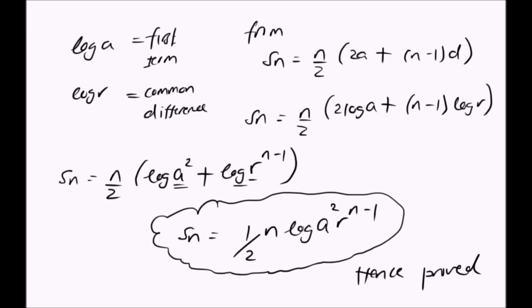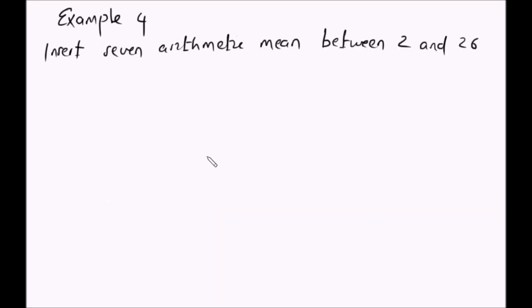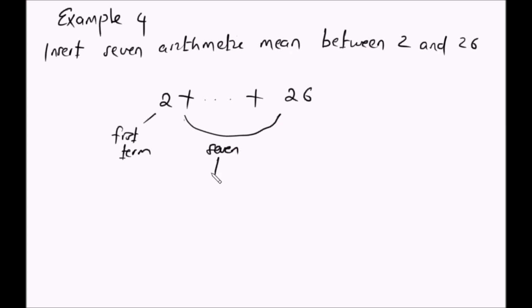Tuangalie example 4. Example 4 anasema insert 7 arithmetic mean between 2 and 26. Kwa hiyo tuna 2, tuna namba katikati alafu tuna 26. So hapa ingiza namba ziwe 7. So if this one is the first term, hapa katikati kama kuna 7 terms, si ndio? Maana 1 jumlisha 7 ni 8, kwa hiyo itakuwa ni nini? Hii itakuwa ni 9th term.